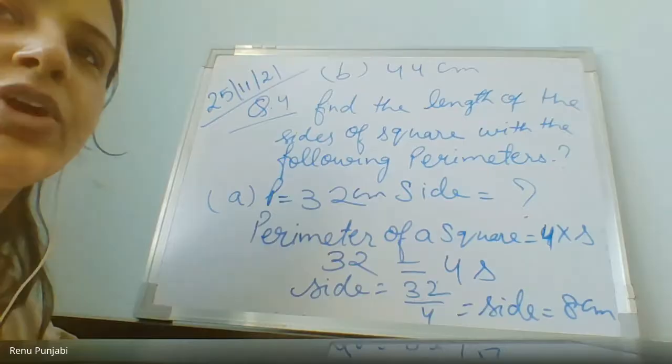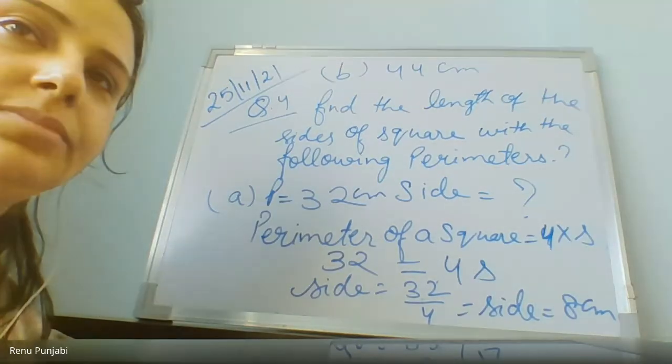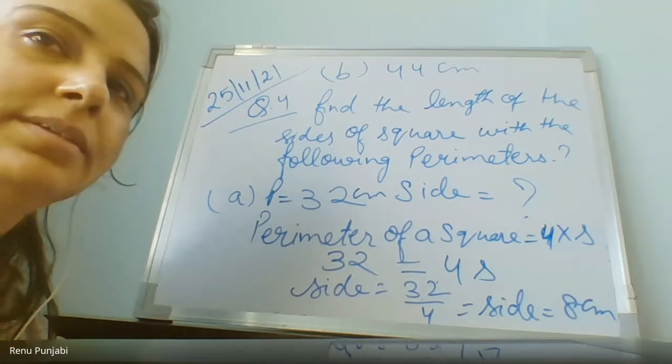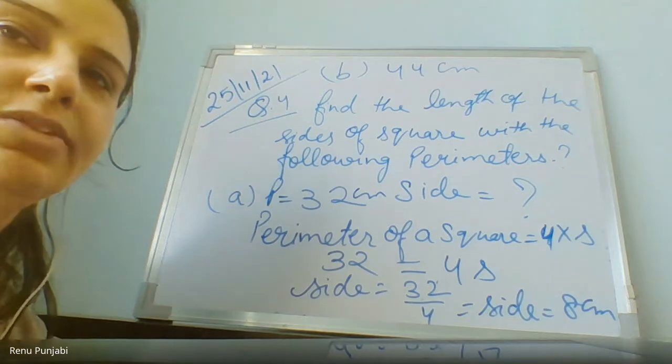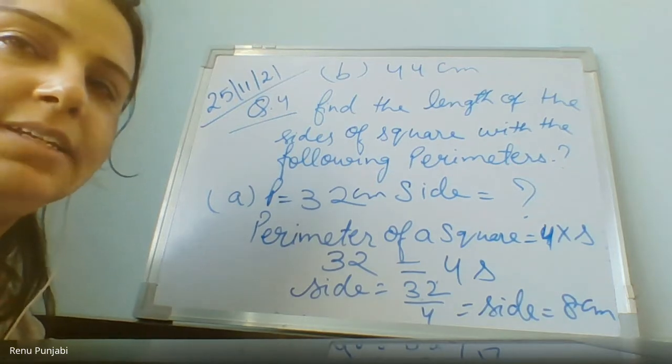Samriddhi, any problem? No, ma'am, can I say one my question and answer it? Yes. Ma'am, the perimeter is 40 and the side will be 10. 10 centimeter. Very good.